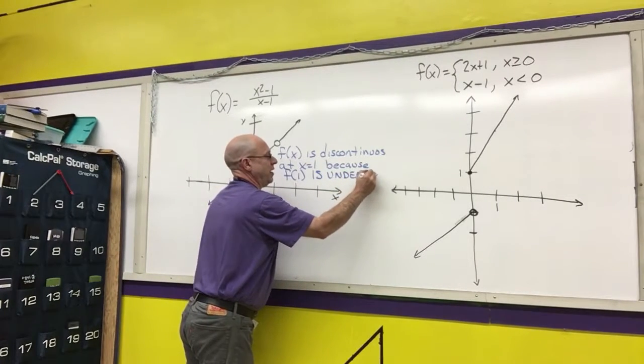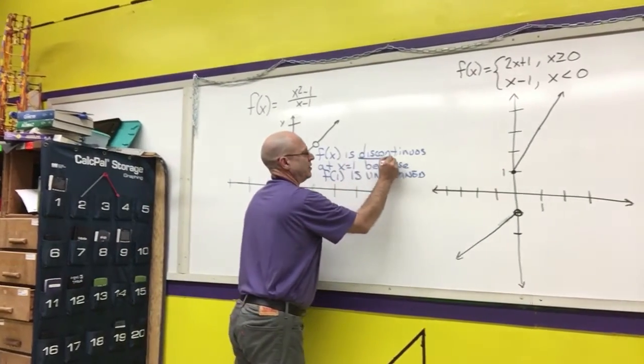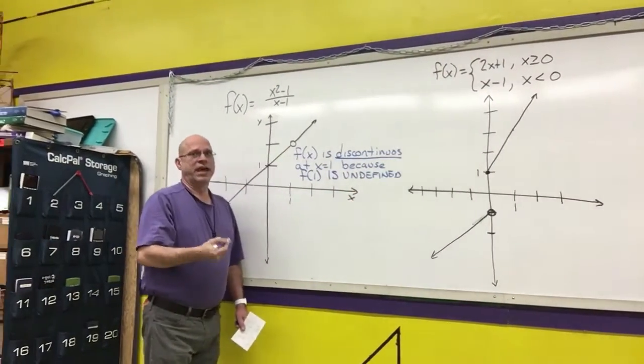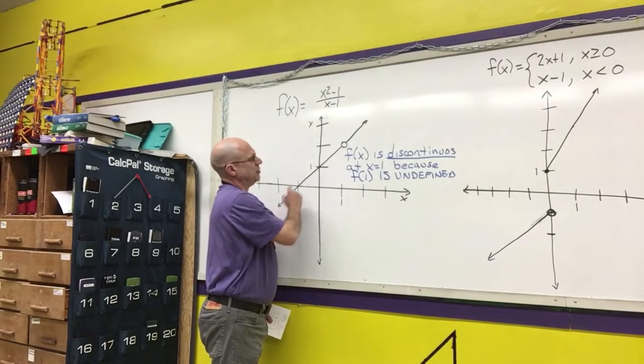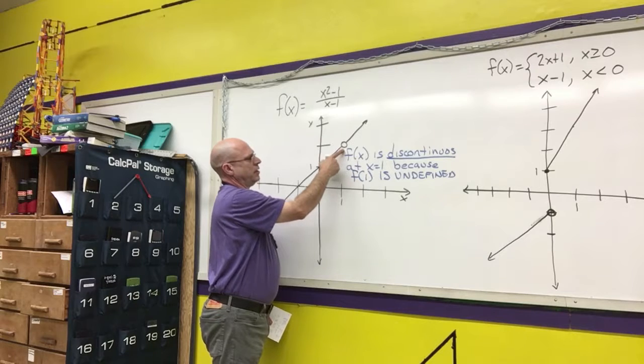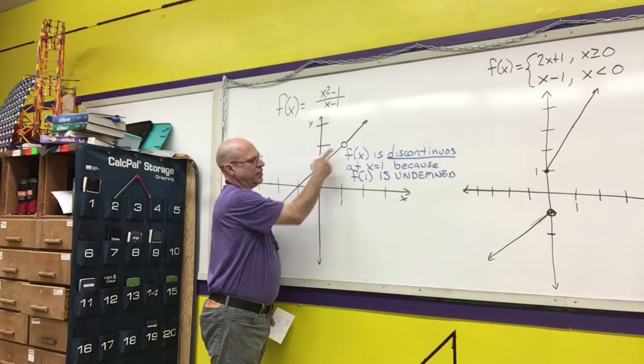Before we can give the formal definition of continuity, we're going to figure out what makes a function discontinuous, and from that come up with our definition of continuity. So for this function, it was discontinuous at x equals 1 because at 1, f is undefined.